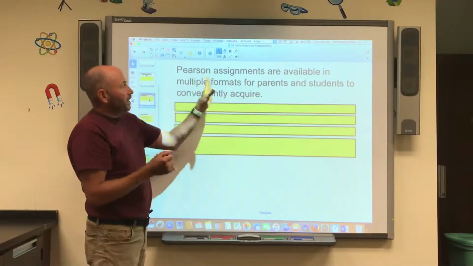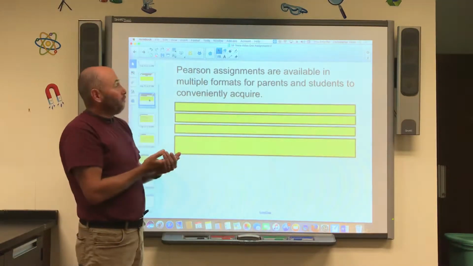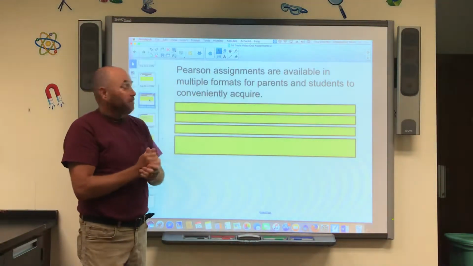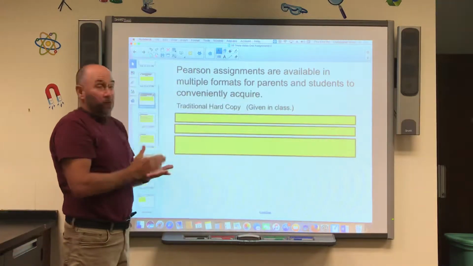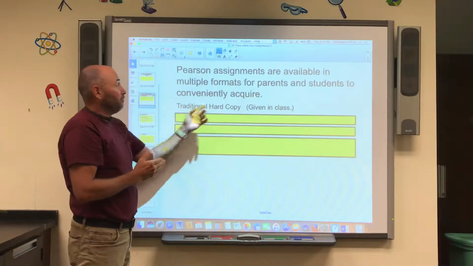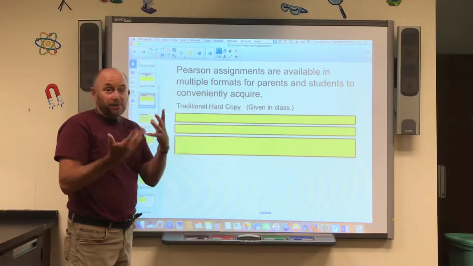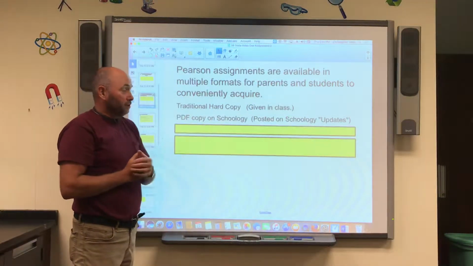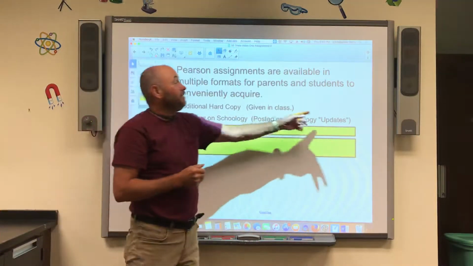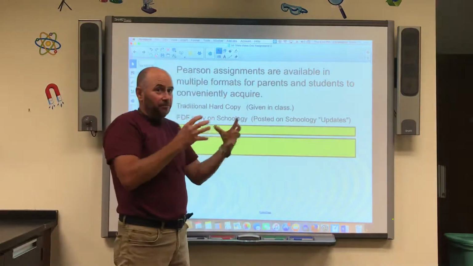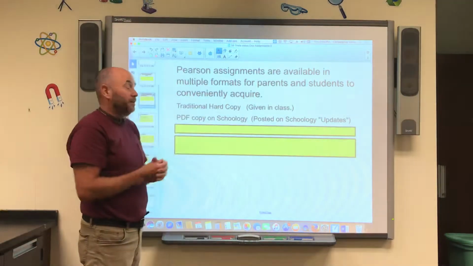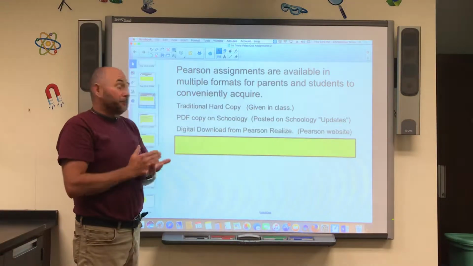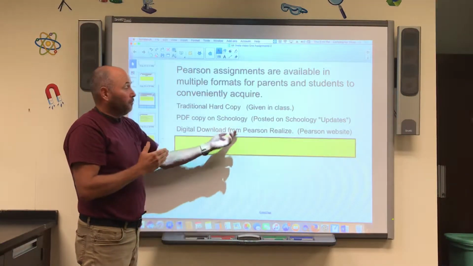Pearson assignments are available in multiple formats for parents and students to conveniently acquire. You will have a traditional hard copy, and your child will get a traditional hard copy, given in class. A PDF copy will be placed on Schoology, posted in the updates. The PDF of the hard copy is there in case they show up without it and you can access the computer. A digital download is also available from Pearson Realize.